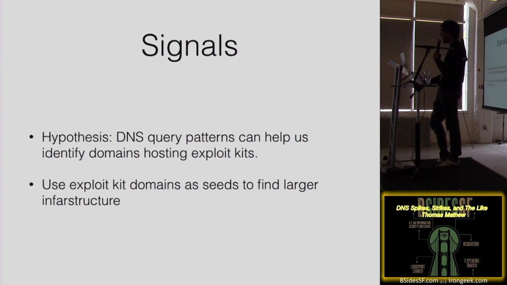But in order to gather the seeds, we have no method of using passive DNS to find the initial exploit kit domains themselves. And that's why we want to use recursive DNS data to help us catch these new domains.